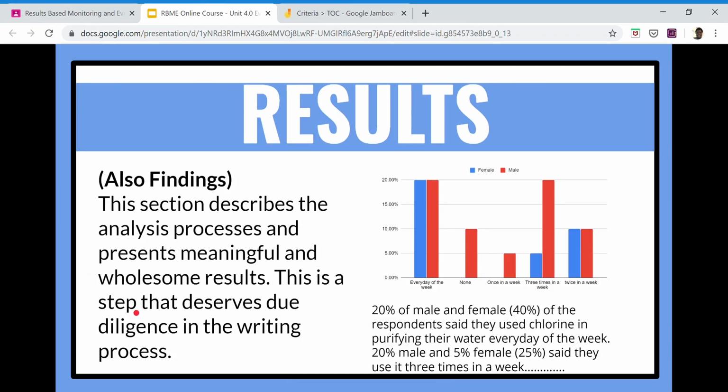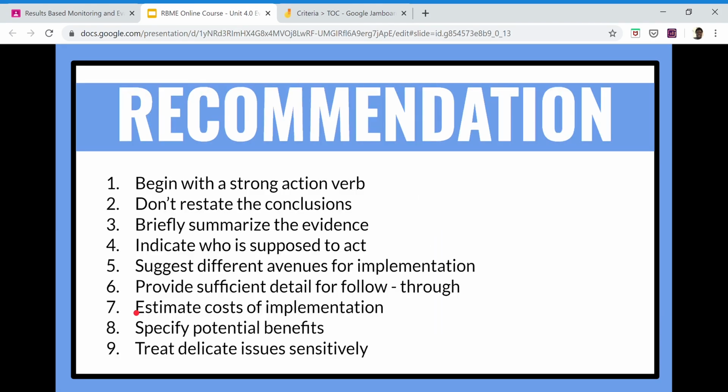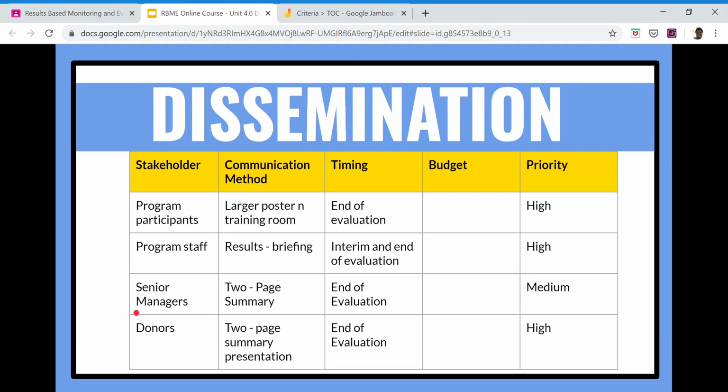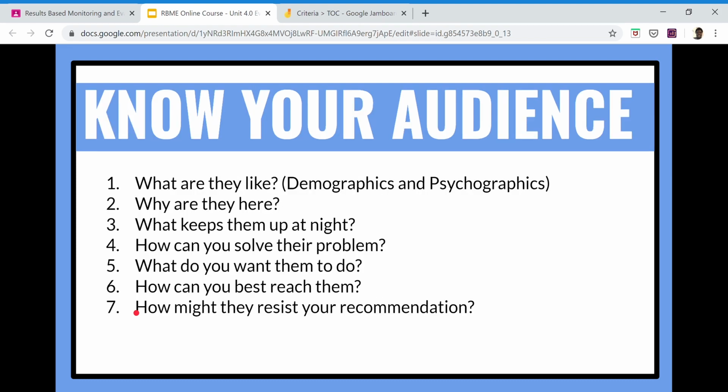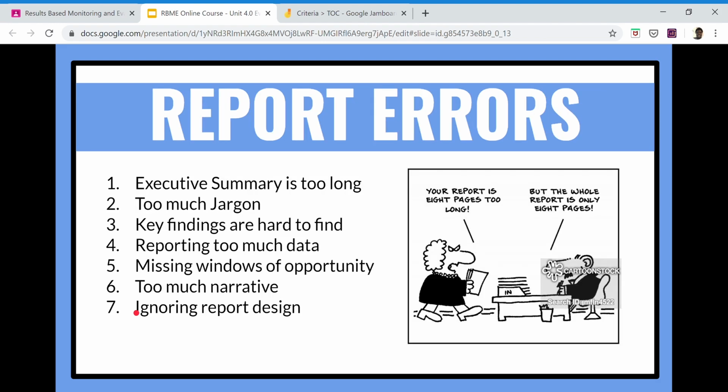That's very important. Then we discussed a dissemination matrix you should construct for each stakeholder that is supposed to act based on your recommendations. So you can have a different communication method for each one of them, and also have a timing in which you can review your evaluation reports and also prioritize them. It's important. And we said you need to know your audience in several ways.